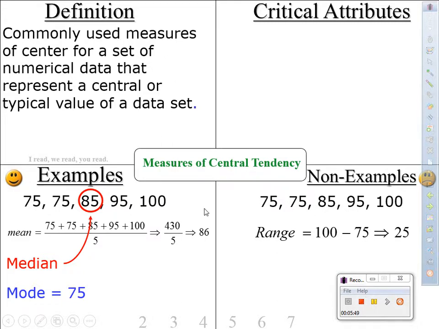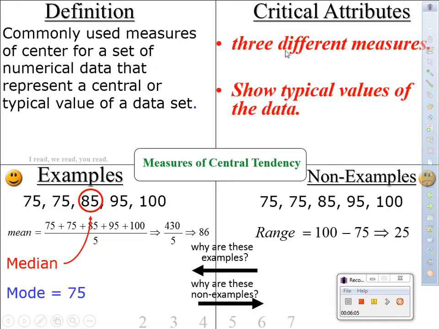What is the measure of central tendency? The mean, the median, and the mode. Everybody got it? So therefore, what is the most critical attribute for this? That it has to be 3 different measures. We already know what they are, mean, median, and mode. And what do they show? Typical values of data.